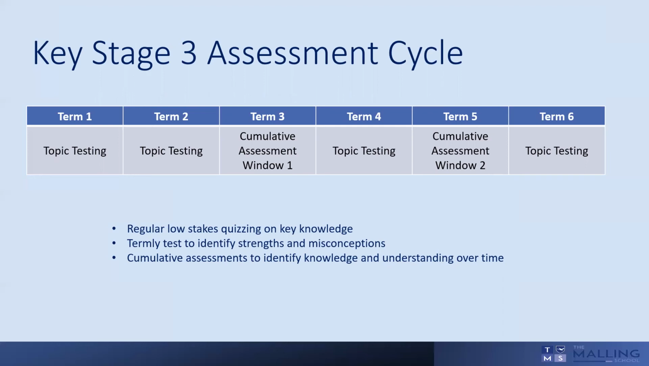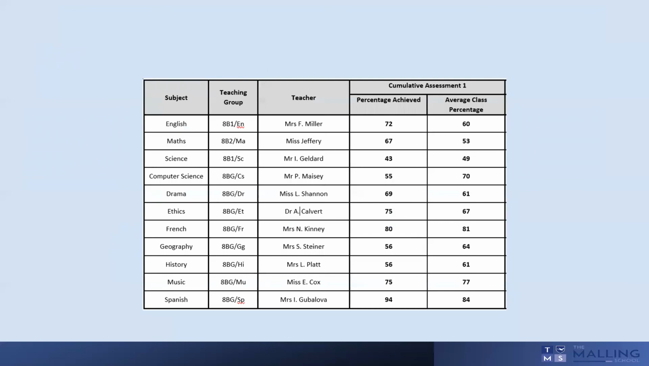And then term 6 continues with the topic testing. This is an example of the cumulative assessment report that you'll get in terms 3 and 5. So this is the same student that we saw in that example on a previous slide. And what you'll see on each of these is a percentage achieved column. And the cumulative assessment is an in-class test based on knowledge that's been covered in those lessons.